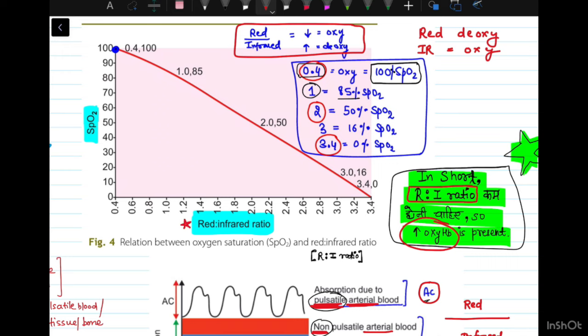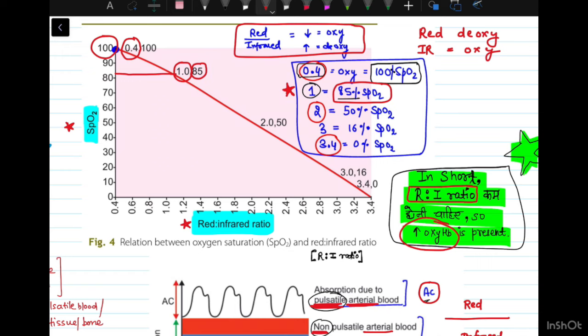content. That you can see on this curve, that if we put the red is to infrared ratio on the x-axis and SpO2 on the y, with 100% SpO2 the value is 0.4 only, which is much less. When we compare that, when the SpO2 has decreased to 85, now the value is 1. That means at a value of R is to I of 1, the SpO2 is 85%.